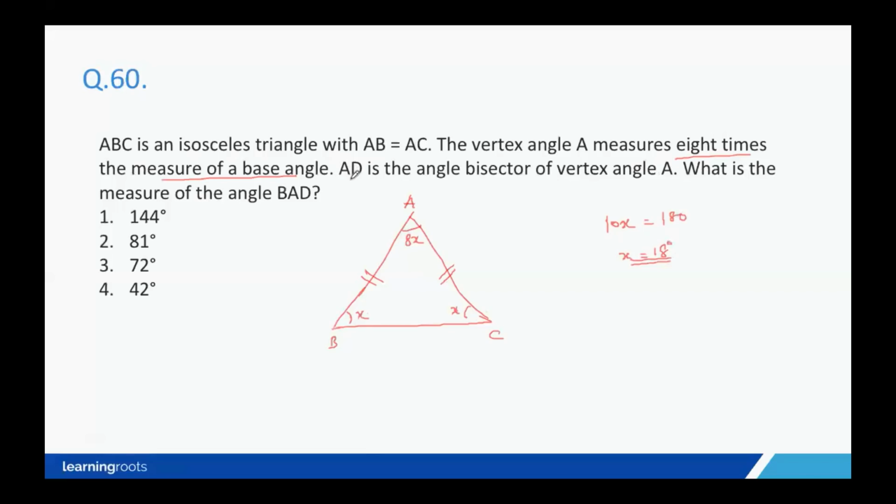Let's proceed with the question. AD is the angle bisector. So if I draw AD, this is the angle bisector, and I want to find out what is BAD. Since it's the angle bisector, this will be 4x. So 4x will be equal to 4 into 18, which is 72, which will be the answer in this case.